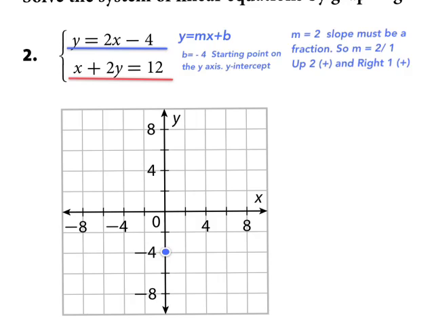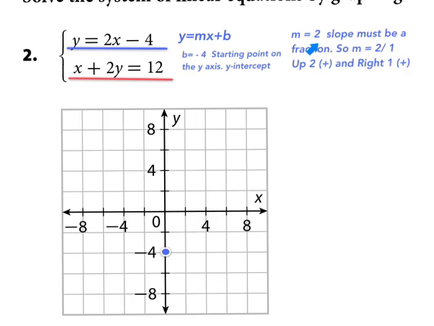Now, to get a second point, you need to use your slope, which is your m. Let me point at that so you can see what I'm talking about. Your m is in this position. You find it between the equal sign and the x value. So here's my equal sign, here's my x value, and the number in between is a 2. So therefore my slope is a 2.